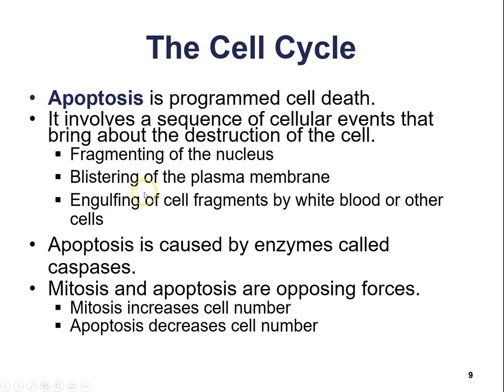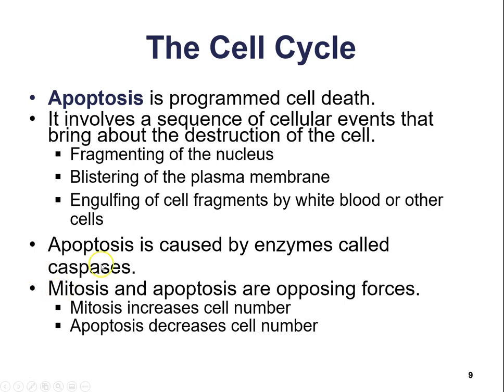Like I said, you can see some of these things under the microscope, usually with the aid of some type of stain. But these are things that are observable. Some of the things are fragmenting of the nucleus, right? Blistering of the plasma membrane, and also white blood cells or other cells can be around to clear up those dead cell fragments. They are caused by a certain group of enzymes called caspases. So this is another way that scientists can identify that a cell is going through apoptosis. We could look for the presence of these specific enzymes, okay?